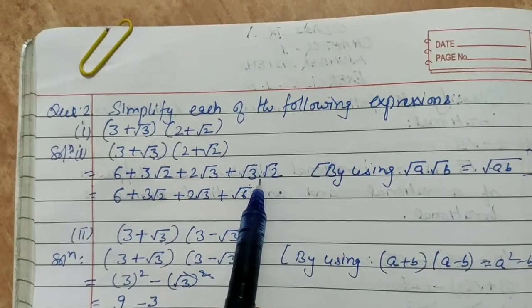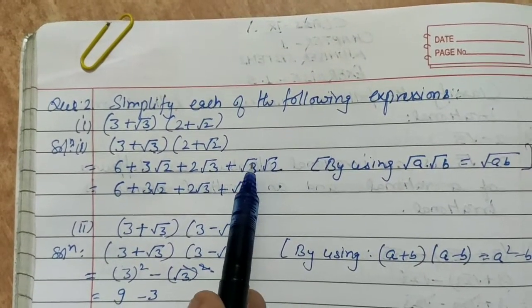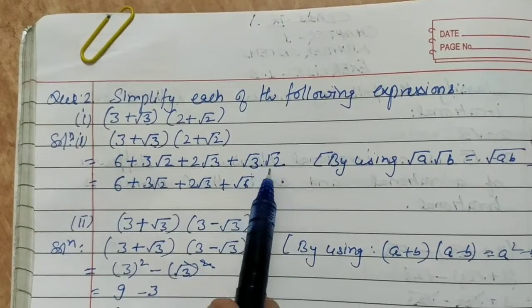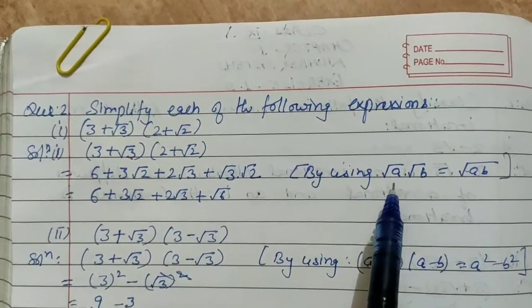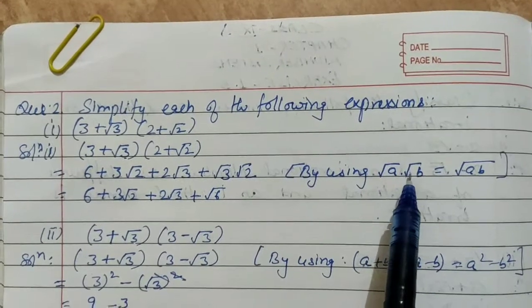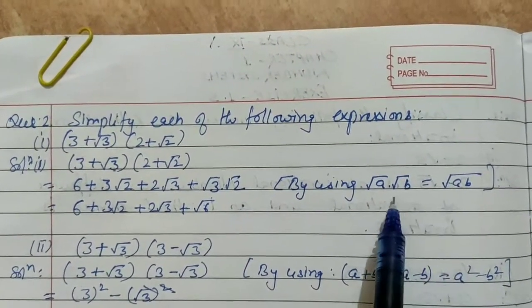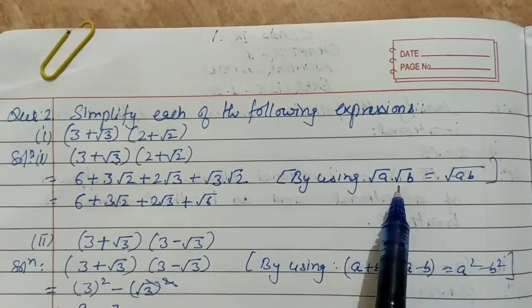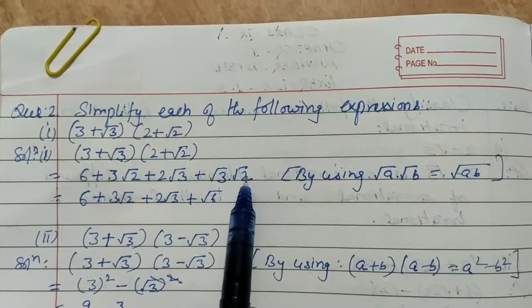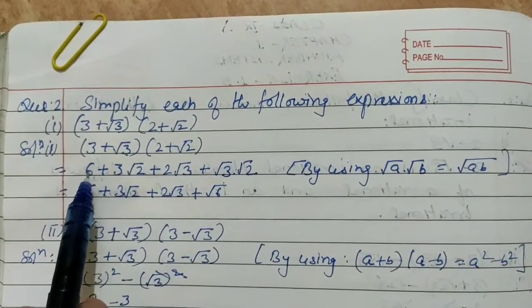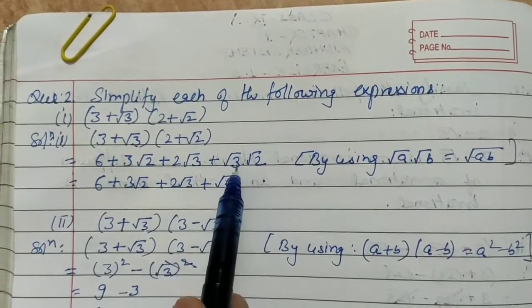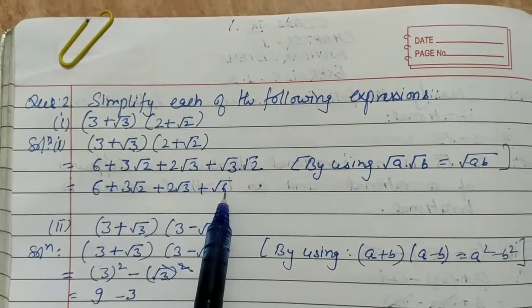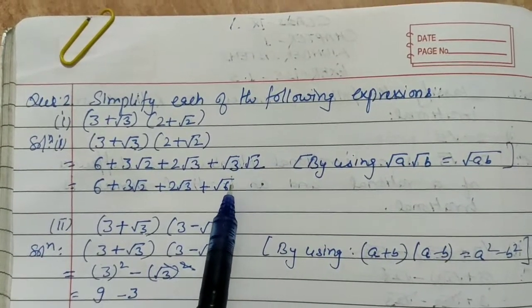Now you can see in this term we have two numbers, under root 3 and under root 2, and both these numbers are prime numbers under the square root sign. So by using the exponent property, that is under root of a into under root of b equals under root of ab, where a and b are prime numbers, we can write under root 3 into under root 2 as under root 6. So 6 will remain the same, 3 under root 2 will remain the same, 2 under root 3 will remain the same, and under root 3 and under root 2 will be under root 6. So these two will be multiplied under the root sign.